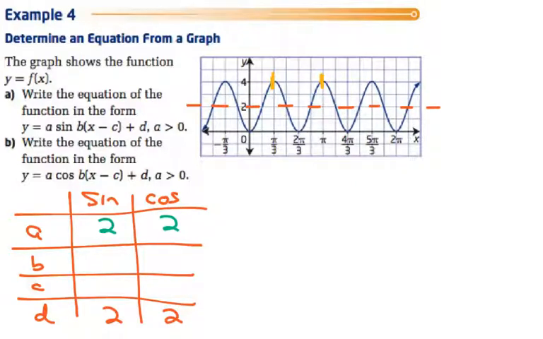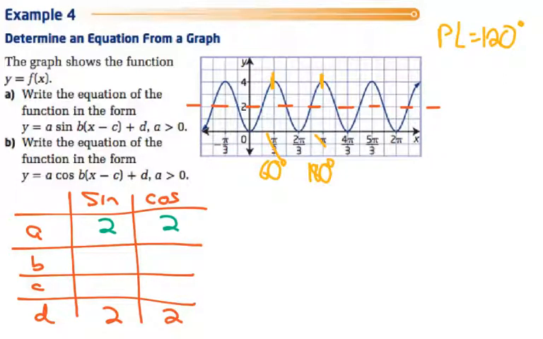We're given in radians, and I prefer degrees, so we'll change those radians into degrees. Pi over 3 is 60 degrees. And pi is 180. So what we know is that the period length is 120 degrees.